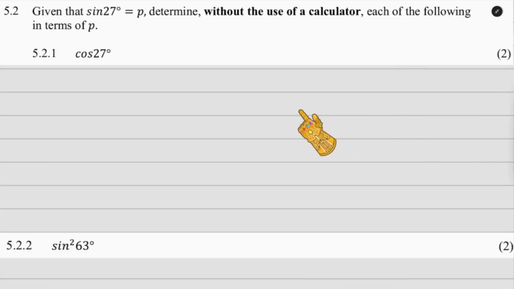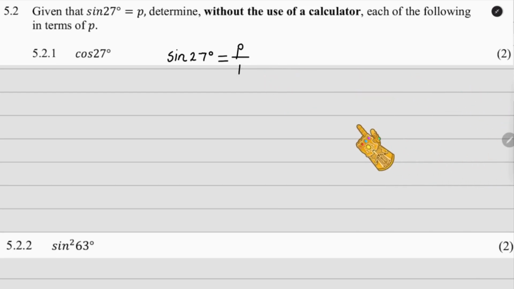Question 5.2, they tell us that sine of 27 degrees equals p. Without the use of a calculator, we need to get the following trig ratios in terms of p. So if you see this, sine of an angle equals a letter, you grab that and you start off like this. We firstly change this p to p over 1, like so.